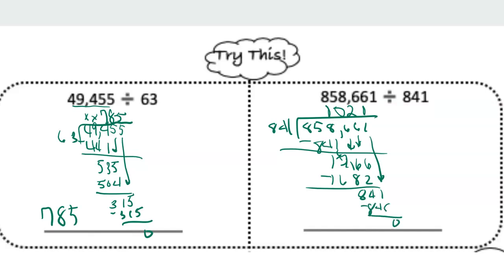So therefore, 858,661 divided by 841 is 1,600. I'm sorry, not 1,600. I can't read my own handwriting. 1,021. All right, but what happens if we get a problem where it doesn't go in exactly? Let's take a look at an example like that.